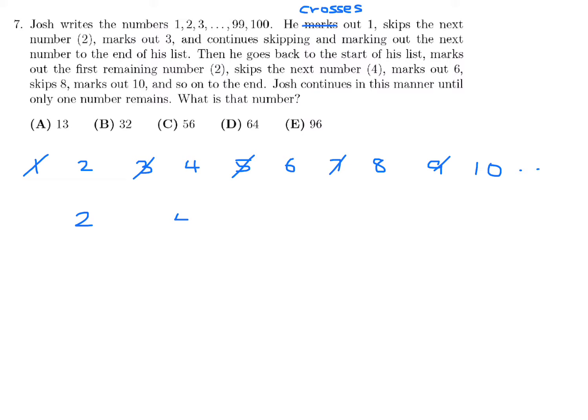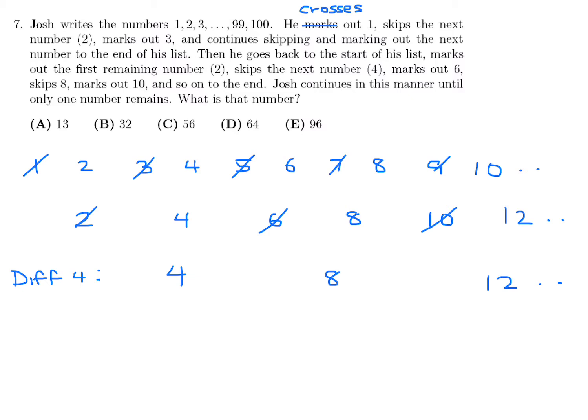So what's left are all the even numbers, 2, 4, 6, 8, 10, 12, and so on. Okay. Next time he does this, he crosses out the first number, which in this case would be a 2. And then he leaves the next number, and then he crosses out the 6, leaves the next number, crosses out the 10, and so on, right? So the numbers that are now remaining are 4, 8, 12, and so on. Now I'm going to see what the difference is. The difference of these numbers looks like 4. That's going to be important.